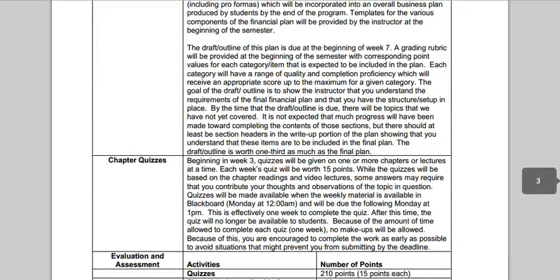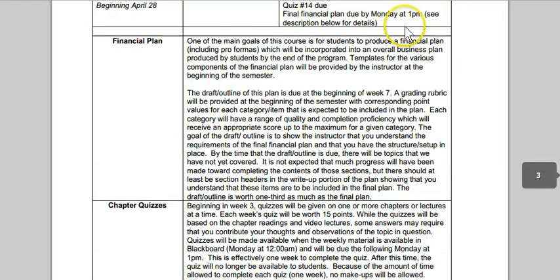Make sure to read through the description of what is expected for the financial plan. The draft of the financial plan is right at 1/3 of the total points for the final of the financial plan. The financial plan is worth 240 points.